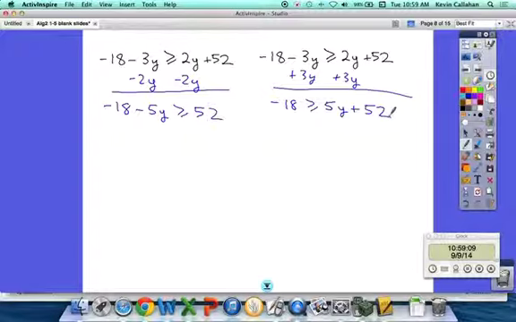If you don't, you just have to remember: add 18, divide by negative 5, flip the symbol. Otherwise: subtract 52, divide by 5. Don't worry about flipping the symbol.